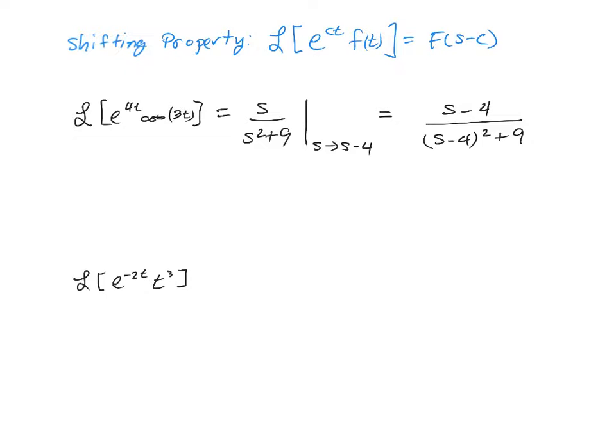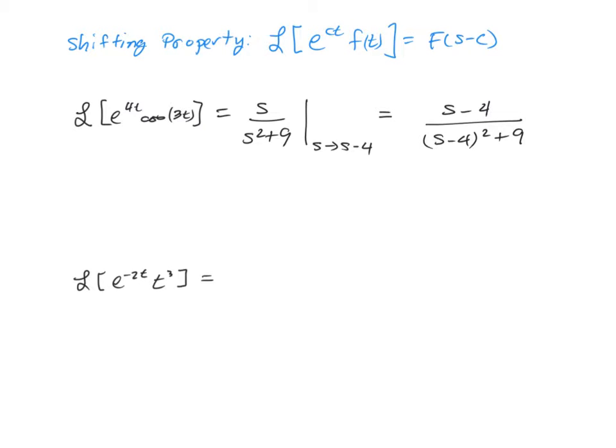Down here, it's very similar, except you'll notice that this time around we have to look at the Laplace transform of the t cubed function. So that's going to be that power rule we talked about. And then we're going to be multiplying it, or using the exponential multiplier rule, and using s minus negative 2, which is s plus 2.